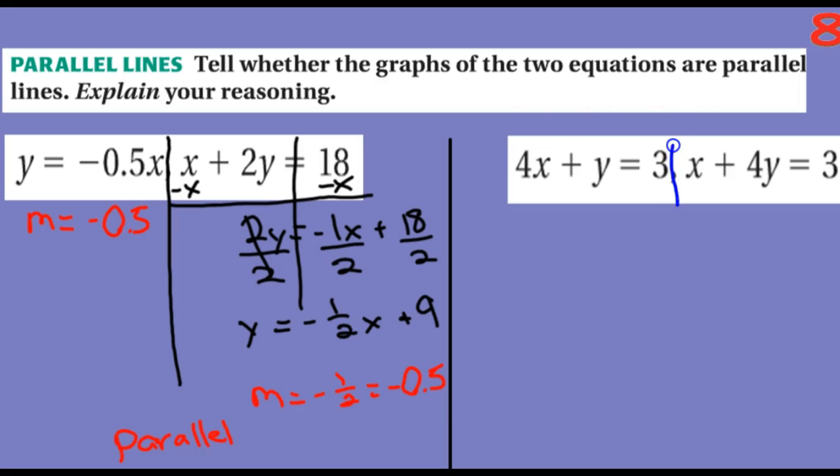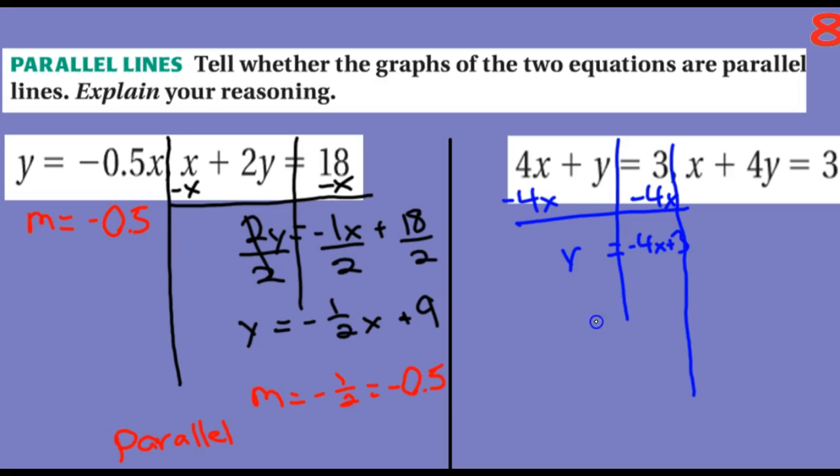So if we take a look at these, we're going to have to get y by itself again. So we subtract 4x. So we'll get y equals negative 4x plus 3. So I know then my m is negative 4.